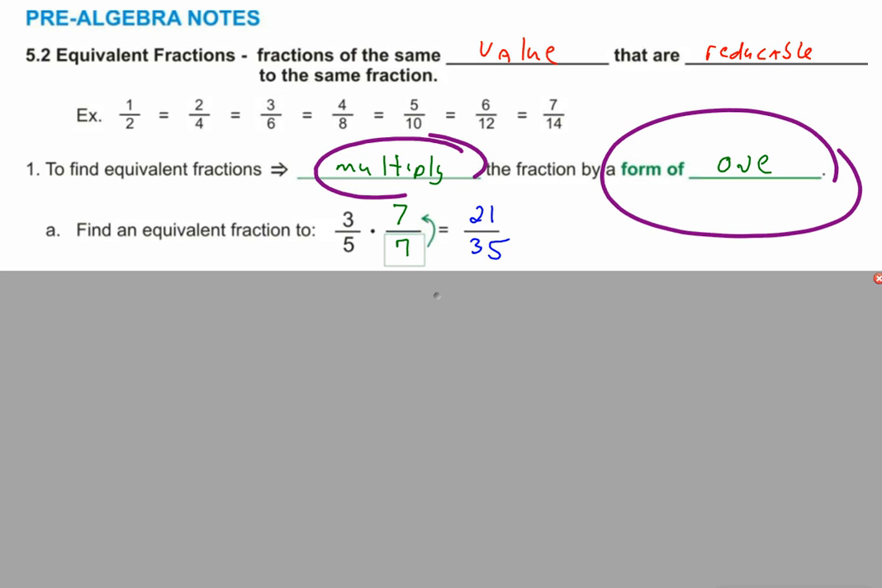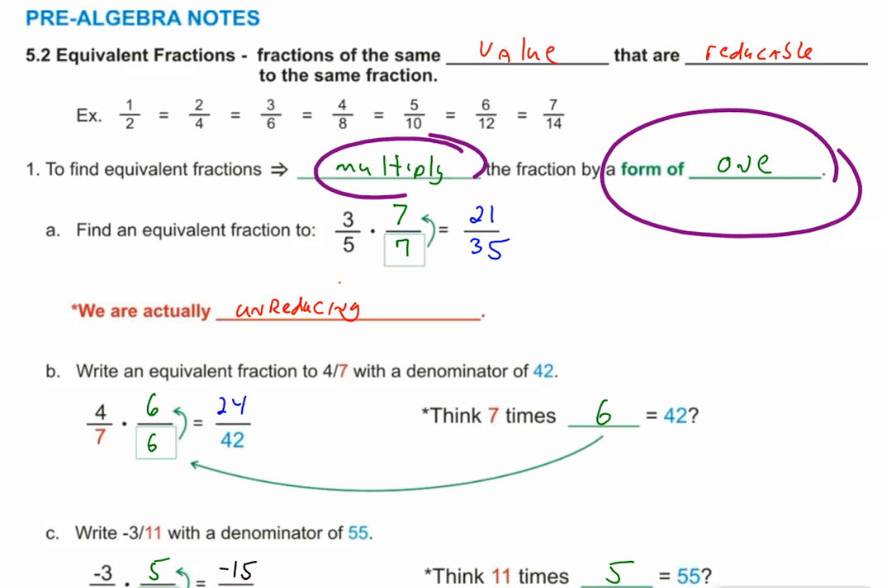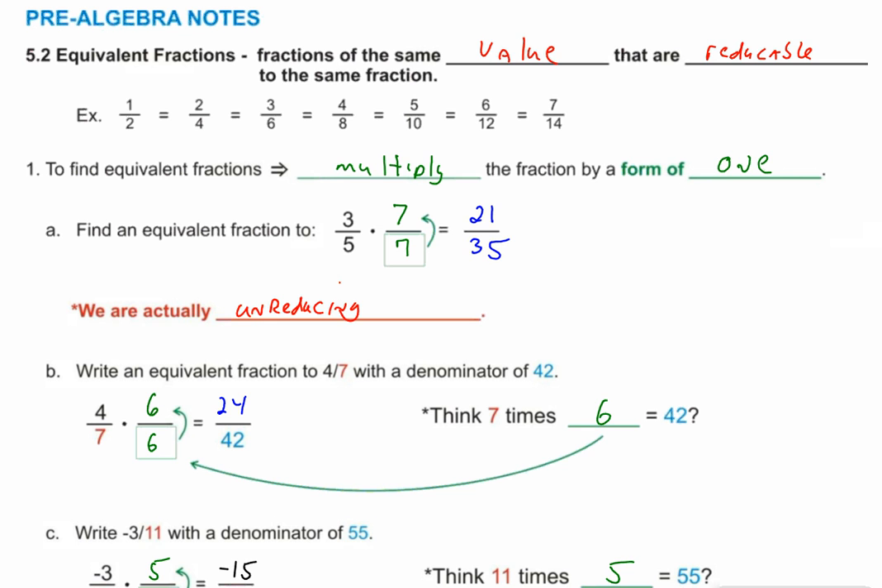All right, so we're going to multiply by a form of 1. So if we were going to find an equivalent fraction, I'll tell you, when it begins to go crazy, it really goes crazy.